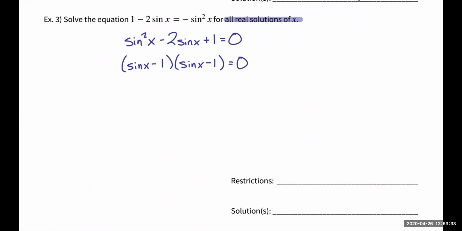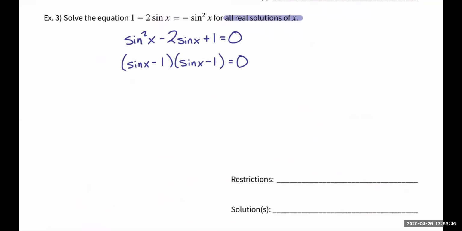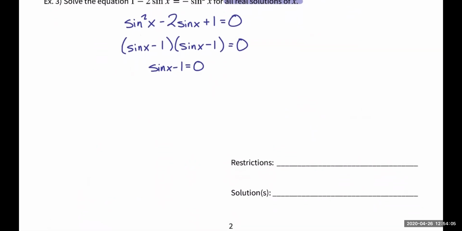Right, you've got some options here at this point. You could put that together and say sine x minus 1 squared is equal to 0, and then you would square root 0 and just get 0 and then add the 1. Or if you're going to do this with the zero product property, each of those factors individually would be equal to 0. So for example, sine x minus 1 is equal to 0. We don't really need to do that twice because we have the same factor in that factored form equation, right? So we really only need to be solving this one way. It'll end up being the same answer.